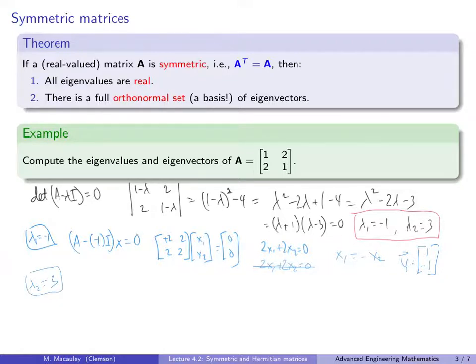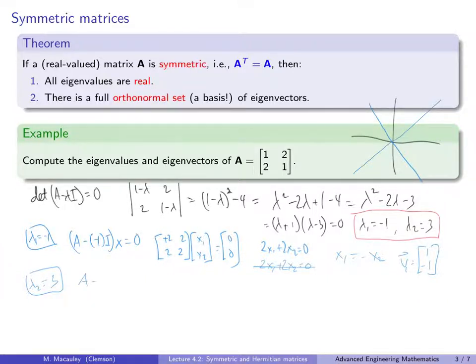Now if you believe this theorem, and you want to plot these eigenvectors, and I've already told you that one of them is 1, negative 1, well, that's this line here. And if you believe that the eigenvectors are orthogonal, that means that for the other one, there's only one possibility because we're in 2 dimensions. It has to be that one. So let's check to see that this actually is the case.